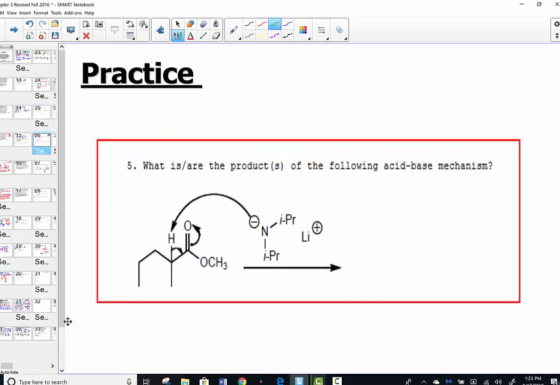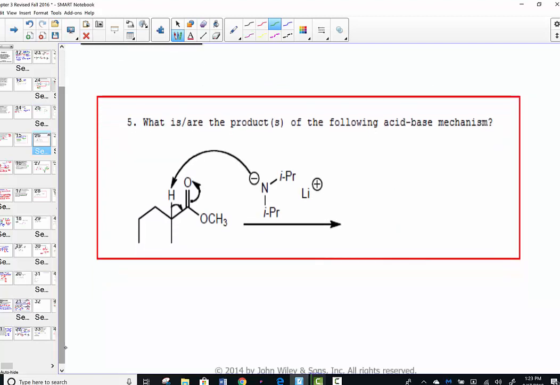Let's practice this a little further. You can tell this is clip art from an old test question. What are the products of this acid-base mechanism? So the arrows are there. We have to figure out what's happening. First of all, whenever you see an alkali metal, I don't care, sodium, lithium, potassium, just know that they're there as spectator ions.